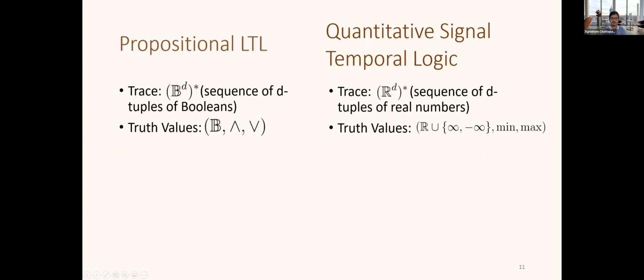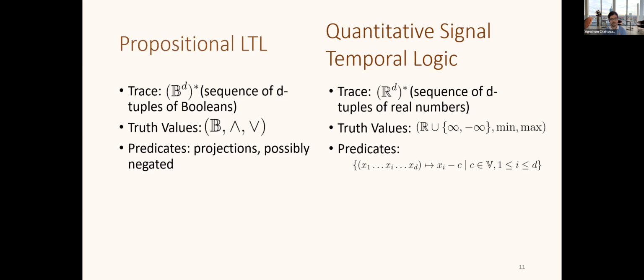In propositional LTL, the formulas were interpreted as true or false. On the other hand, here we reinterpreted this with real numbers, and and or were interpreted using min and max respectively. The building blocks in propositional LTL were the atomic propositions. On the other hand, we had atomic predicates here, which were the comparison operators.